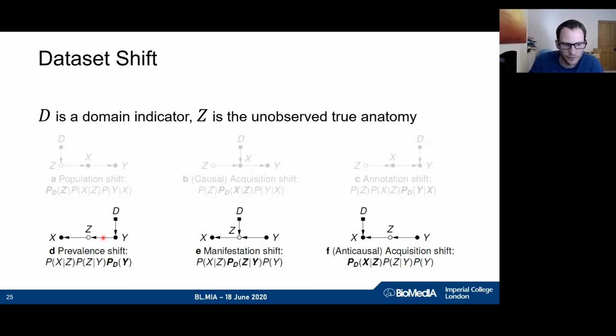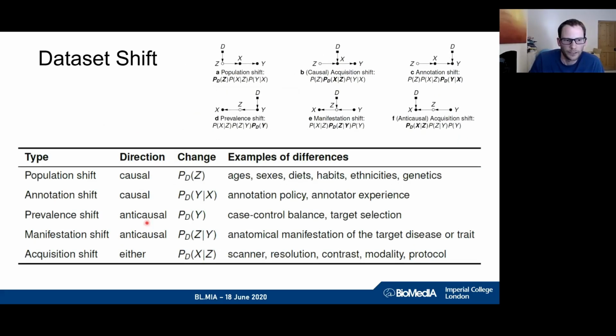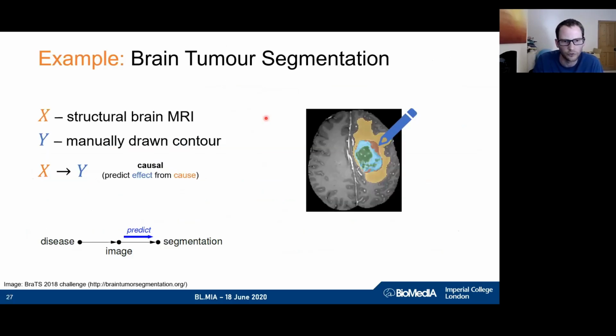In the anti-causal settings, it's similar. So I will skip them and you can have a look. There's, of course, also acquisition shift and some others. All right. So the different shifts have different problems and also different solutions. So that's why it's important to find out in your task that you're trying to solve what type of shifts you might expect. And then you might also want to consider possible mitigation strategies for that.